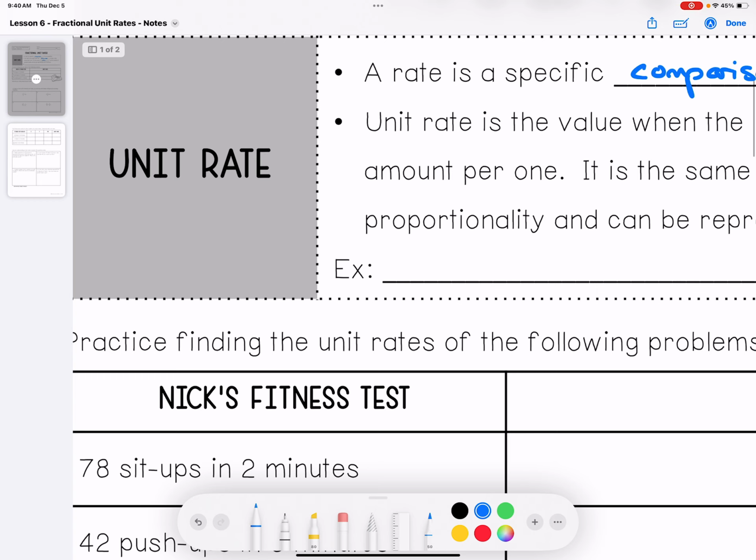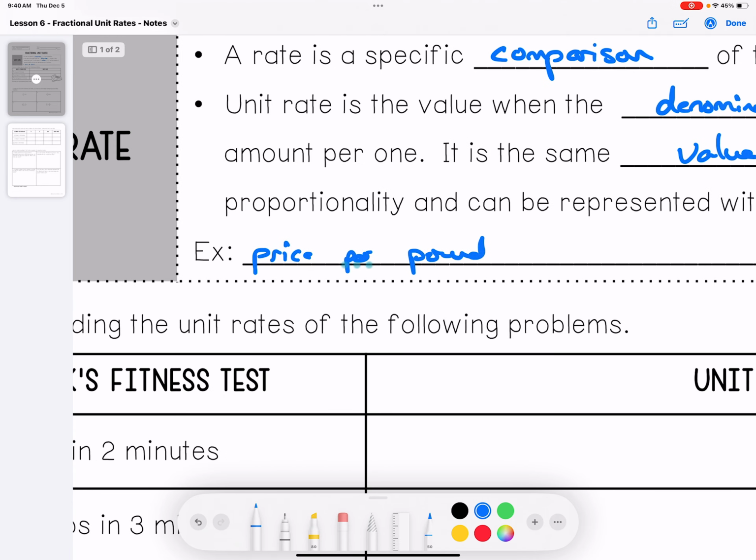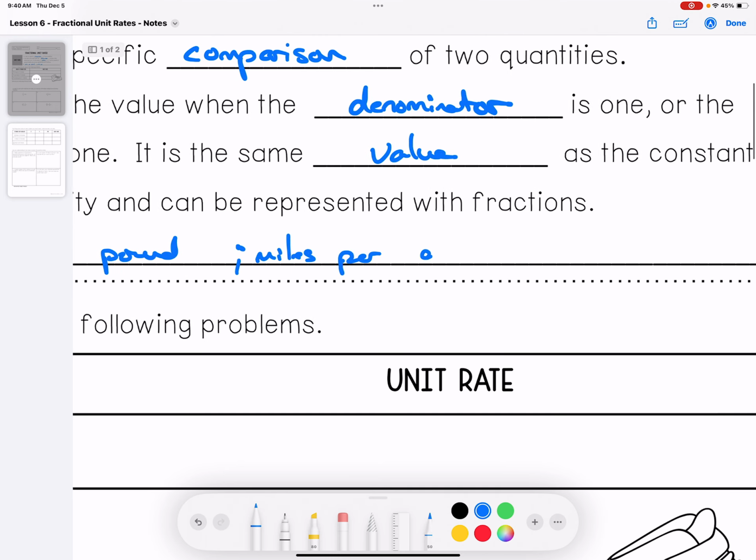Some examples are price per pound. We've kind of already worked in these, so it isn't necessarily anything new. Also, miles per gallon. Miles per hour.